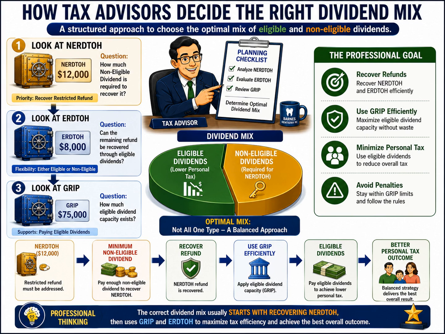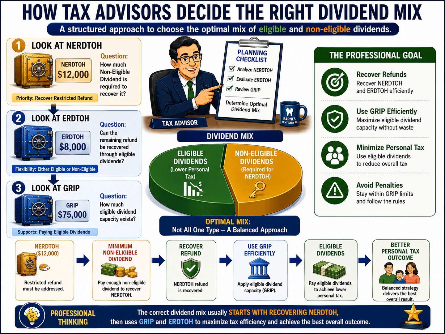The flow diagram at the bottom illustrates the advisor's thought process. Start with the NERDTOH balance. Determine the minimum non-eligible dividend required to recover the refund. Once the refund is secured, use the available GRIP balance to support eligible dividends. This allows Natasha to benefit from lower personal tax rates while still recovering refundable taxes trapped inside the corporation.